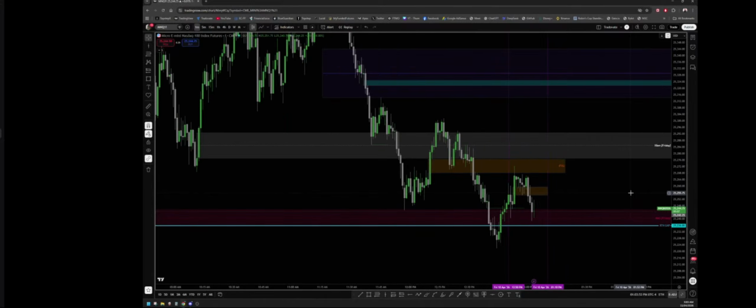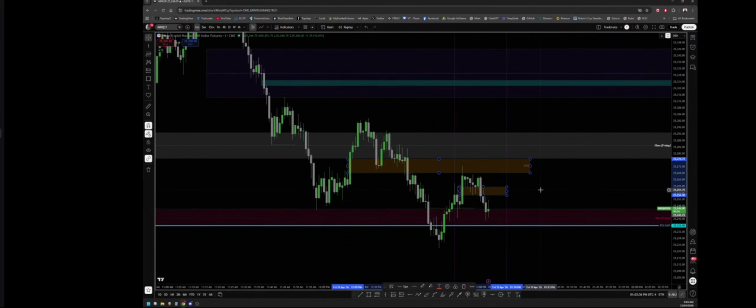Okay, let's not talk about the setups anymore. This was what the structure looks like so far.